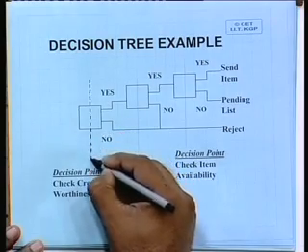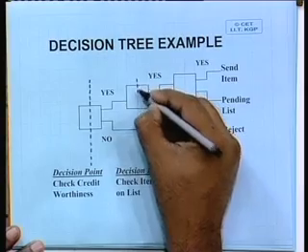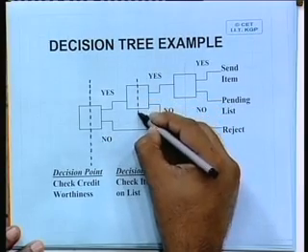See, these rectangles actually show a decision point. So, every rectangle is a decision point.